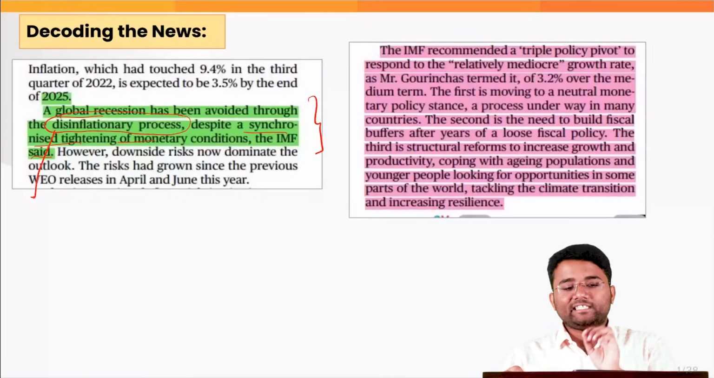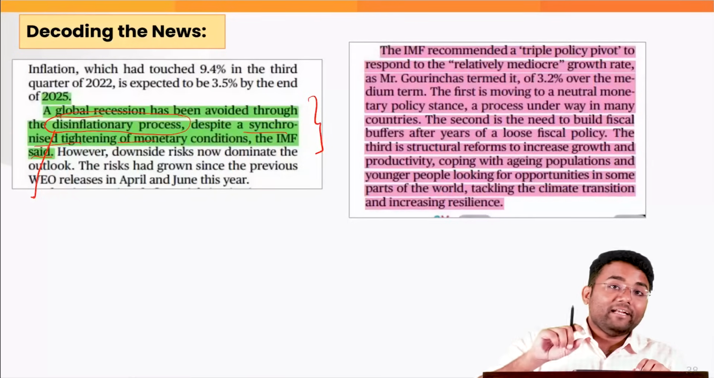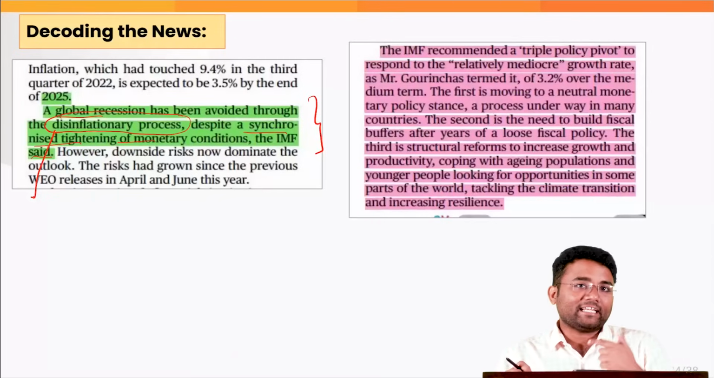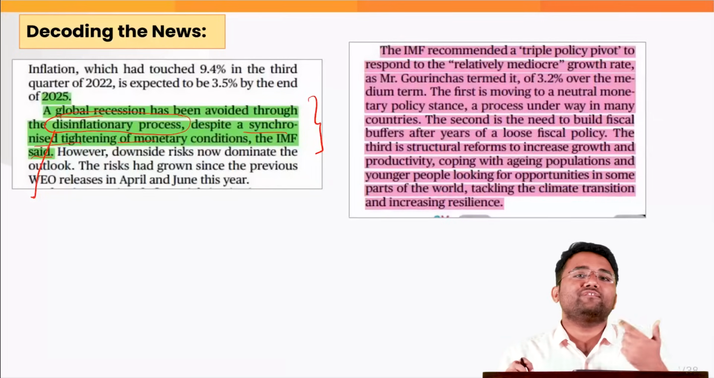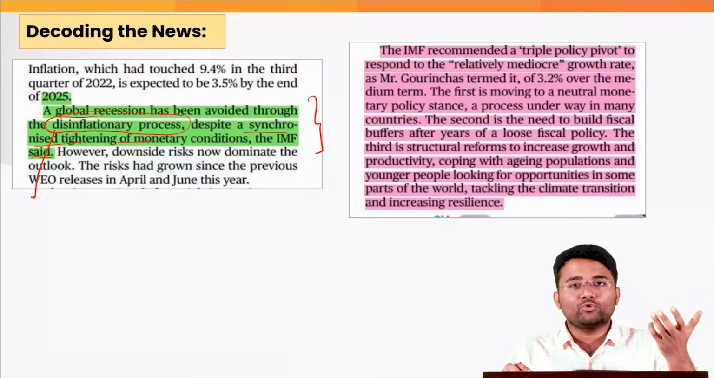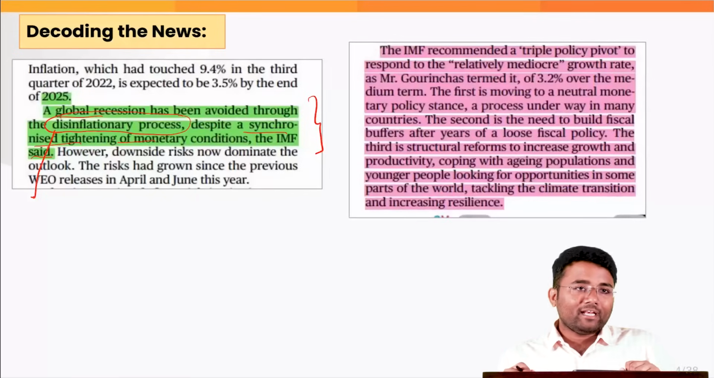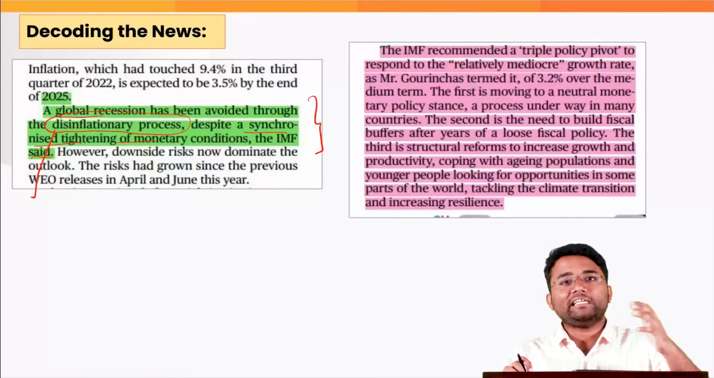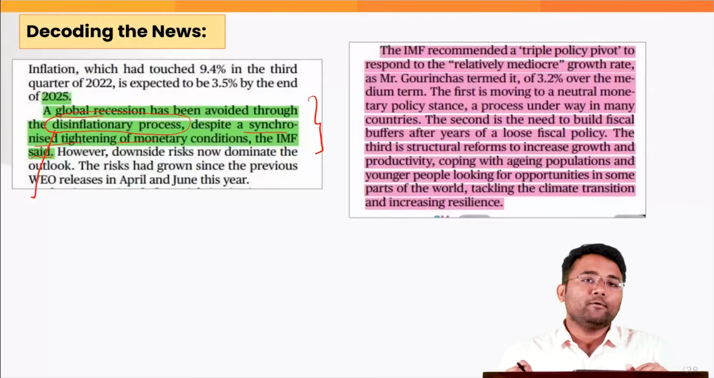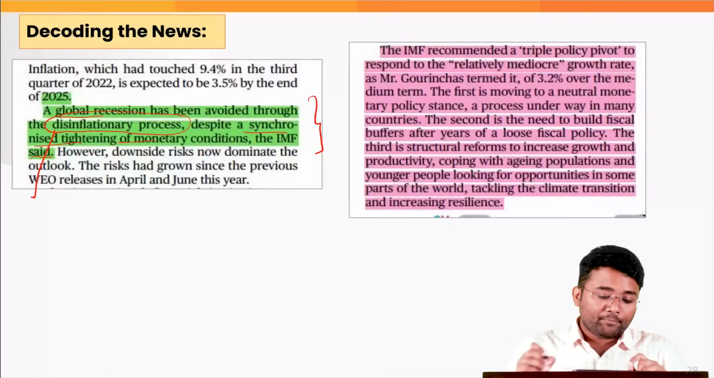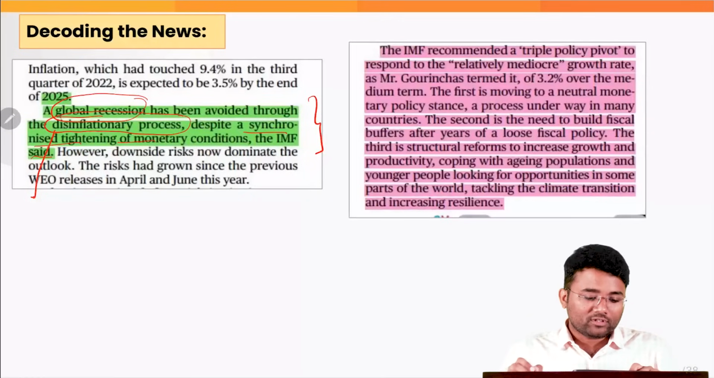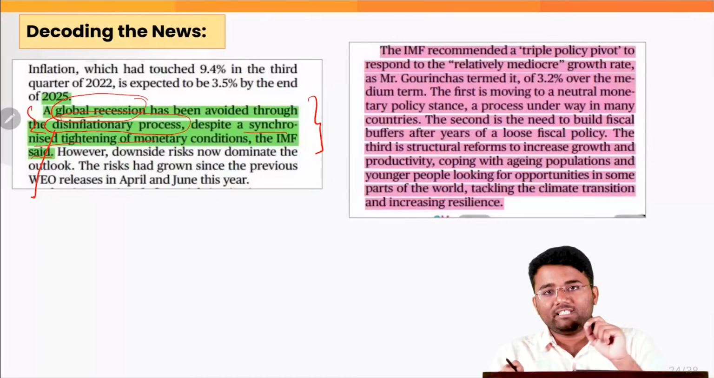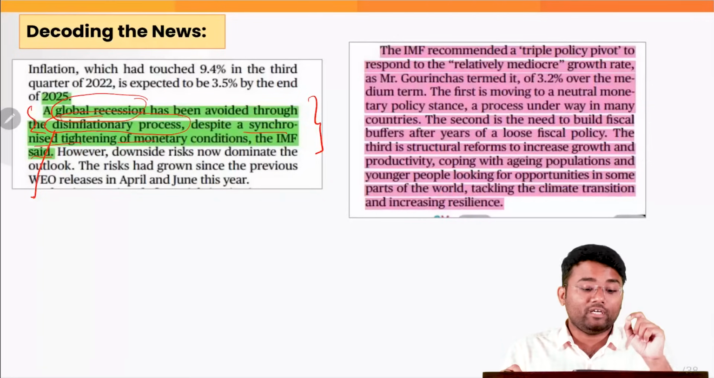Disinflation majorly refers to a decrease in the rate of inflation, which can ultimately help in stabilizing the economy and potentially avoiding recession, because when inflation slows down, the purchasing power of the people increases. People can afford the goods and services that are available in the market. So when people are able to afford, they will demand those goods, and the companies would further increase production to meet the demand of the consumers. So that will help in avoiding global recession. This is what this particular line is saying, that this disinflationary process has actually helped in avoiding global recession.